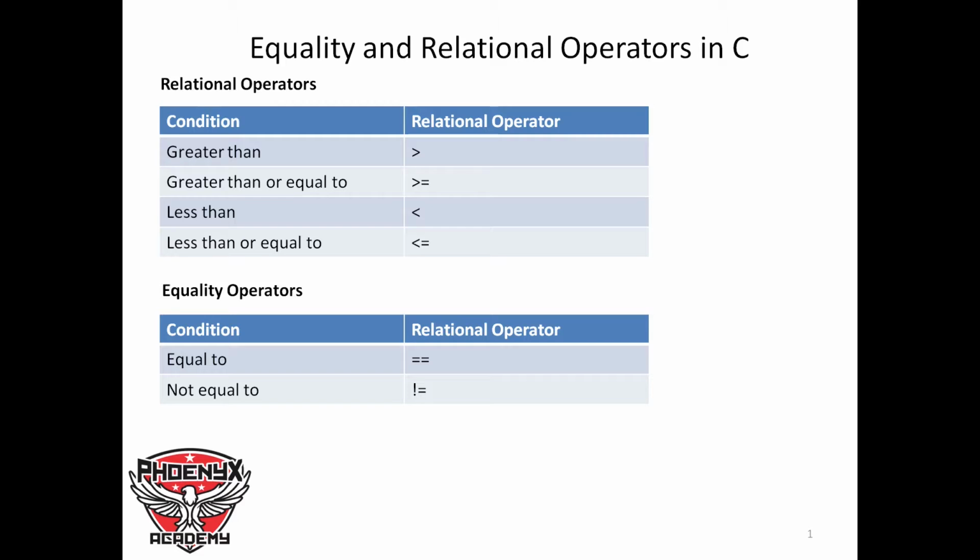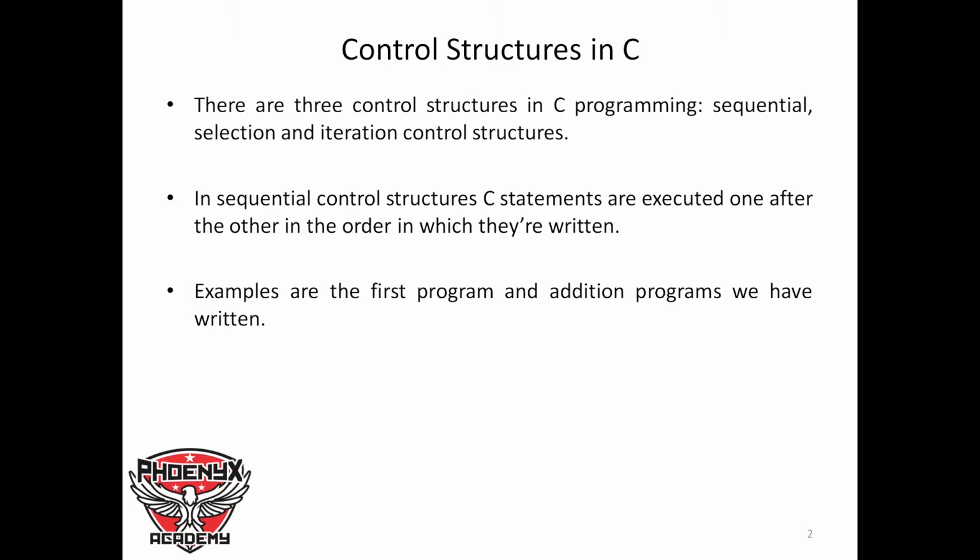Also, in this same lecture, we want to introduce what we call control structures. There are three control structures in C: sequential, selection, and iteration. The first one, which we have already encountered, is sequential.